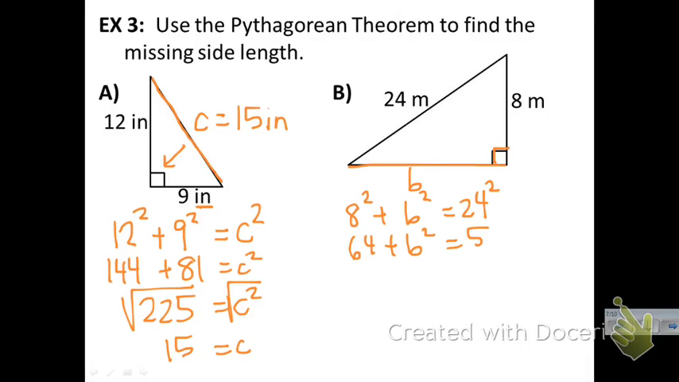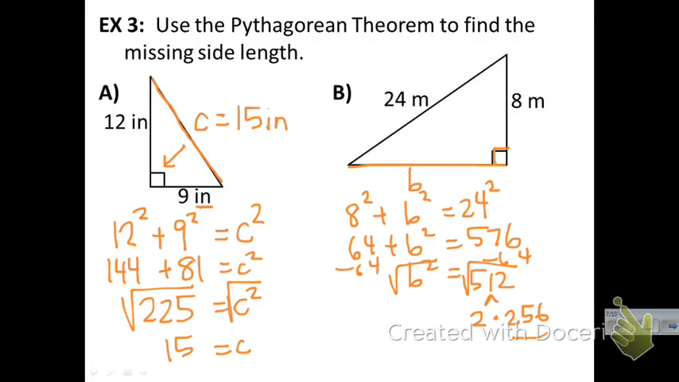24 squared is 576. Then we're going to subtract the 64 over to get b alone. So we get 512. And then from here we're going to take the square root. Now, because 512 is not a perfect square, we're going to go ahead and break it down like we did before. So this is the same as 2 times 256.